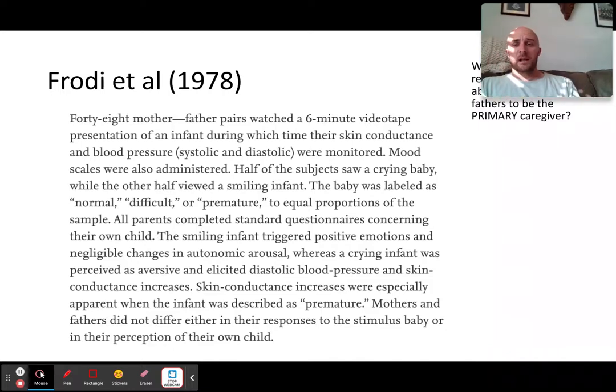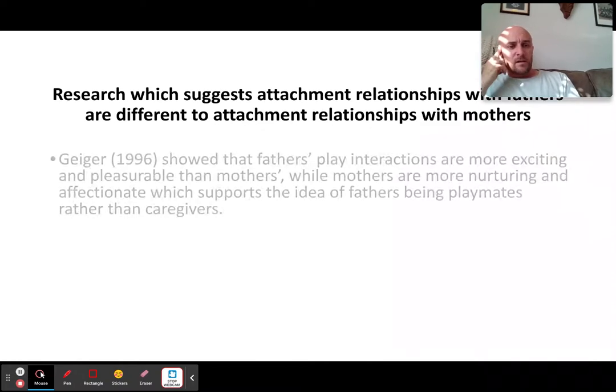But biologically, mums do not show any biological preference for child rearing, basically. So a mum and a dad can be the primary caregiver. A mum or a dad can be the primary caregiver, which I think is quite interesting.